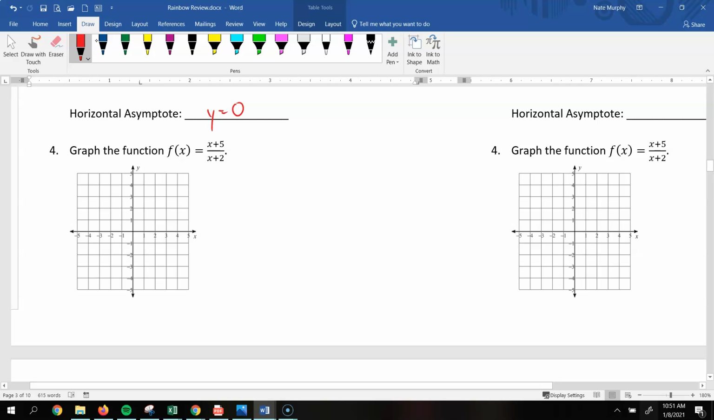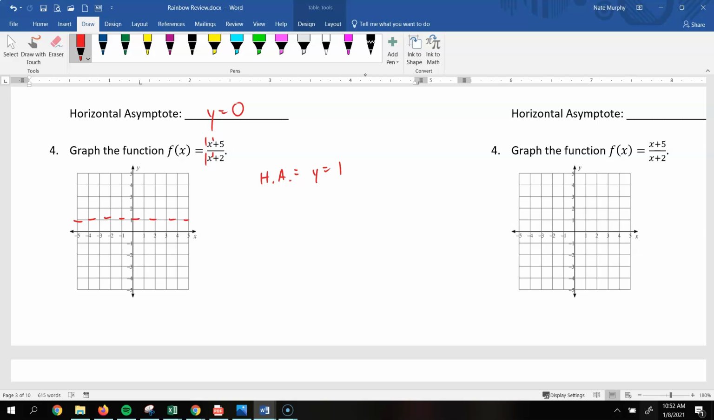All right, let's look at this one. Here we're going to graph the function of x plus 5 over x plus 2. The first step is to figure out where our asymptotes are. Let's start with the horizontal asymptote. Since the degree is 1 in both, we look at the leading coefficient of both. So the horizontal asymptote would be at y equals 1 over 1, which is the same as 1. So I'm going to draw a horizontal line going through y equals 1.